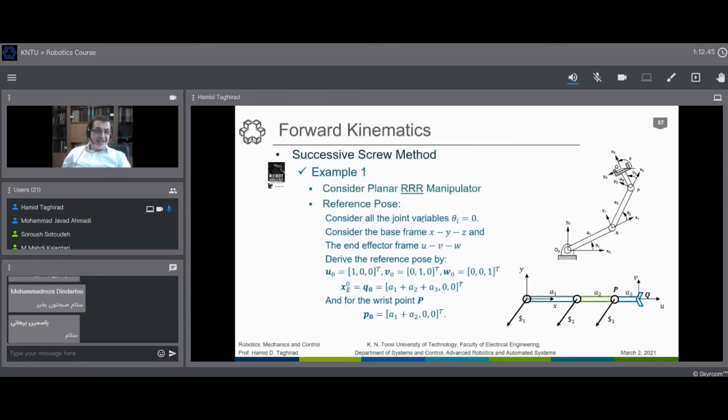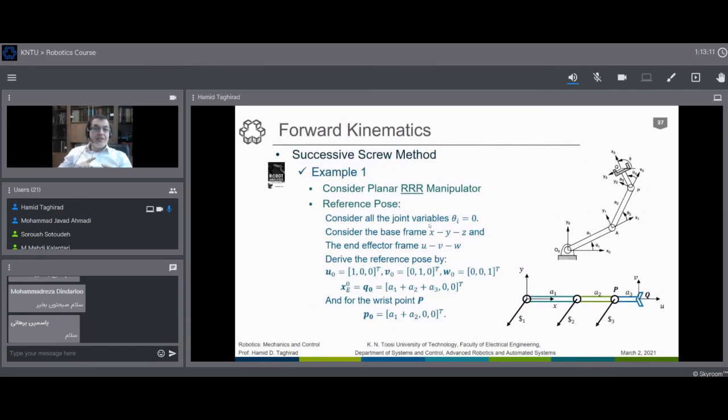Let's go through some examples. About 15 minutes about the method. So, simple example. We go with the same example as we had before to see how much difference there is in this method. We have a 3R manipulator as we had before, with A_i and D_i.